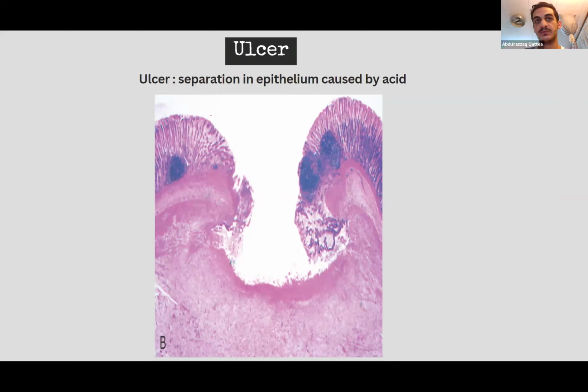Now, this is an ulcer. This is a biopsy of a small intestine. As you can see here, an ulcer means there is a separation in the epithelium, which is caused by an acid. This is a small intestine biopsy. It should be continuous. But when the acid came, it will degrade and break down everything on the way. So it will cause a gap. This gap is called an ulcer.